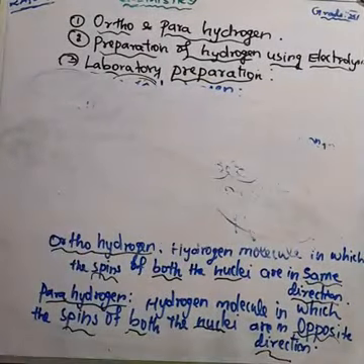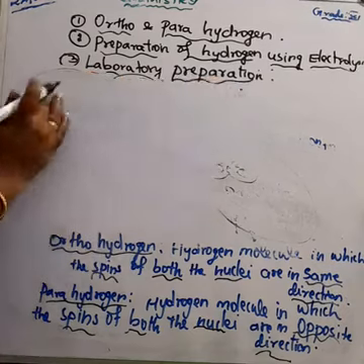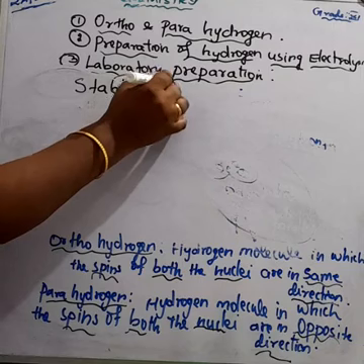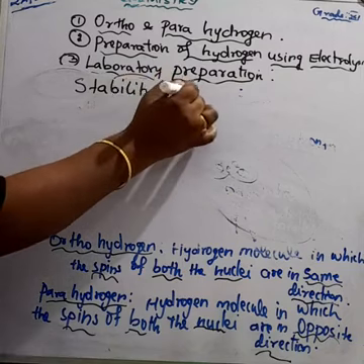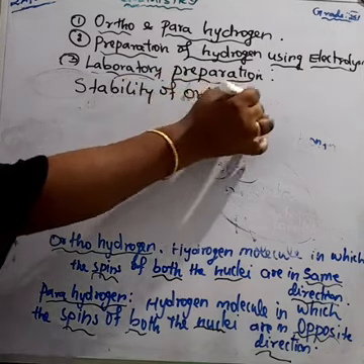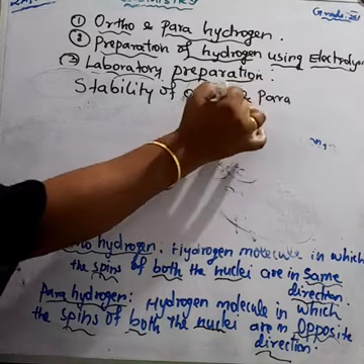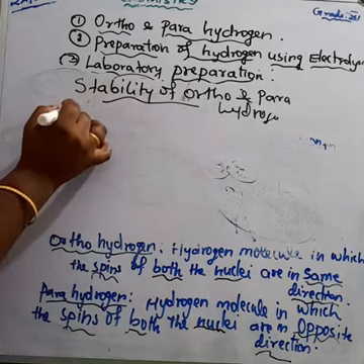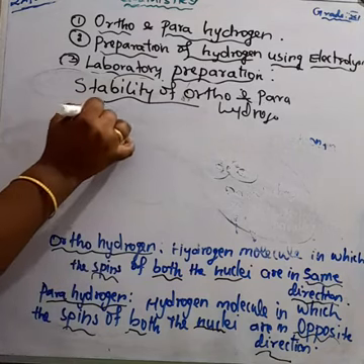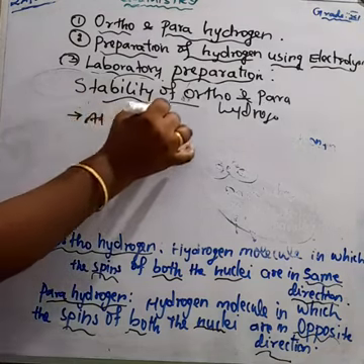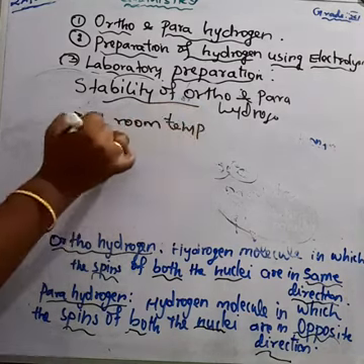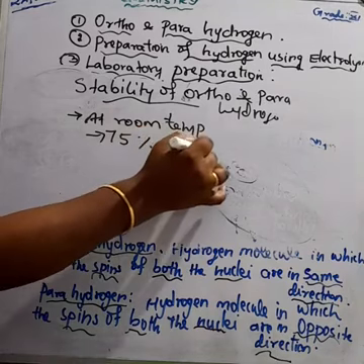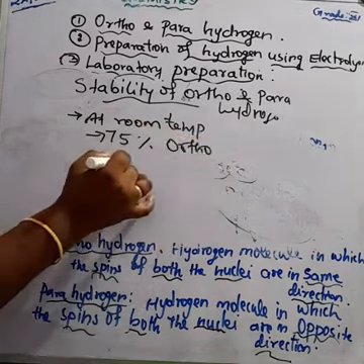Whether orthohydrogen is stable or parahydrogen is stable, now we are going to study the stability of ortho and parahydrogen. At room temperature, 75% ortho form is stable. Orthohydrogen is stable. At room temperature, 25% para form is stable.